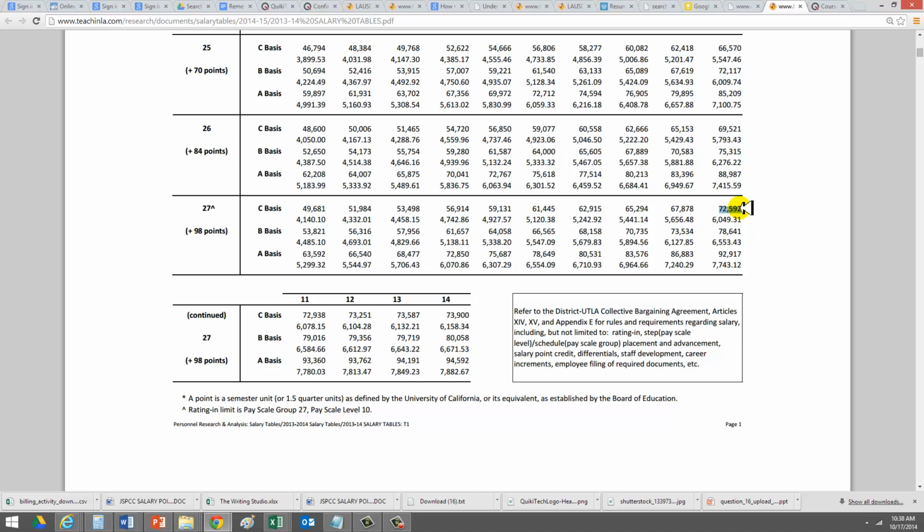Now, once you fulfill the 2 requirements of having 98 points and 10 years of service, this is the wonderful thing that happens to you. You jump down to a table where your next 11, 12, 13, and 14 years of service obtain what are called career increments, and your salary increases even more.